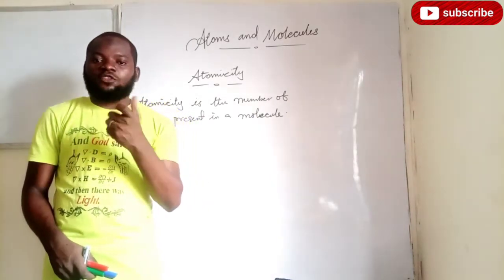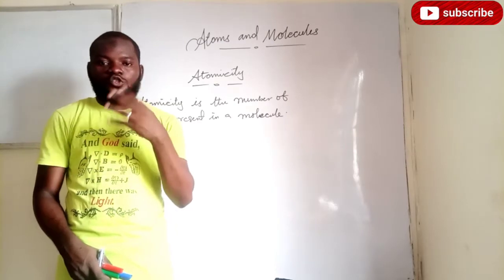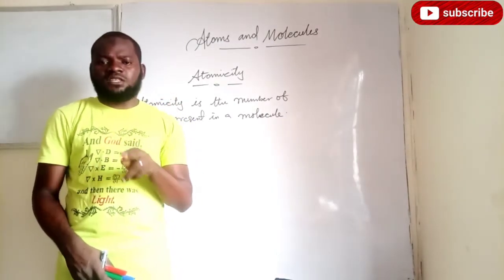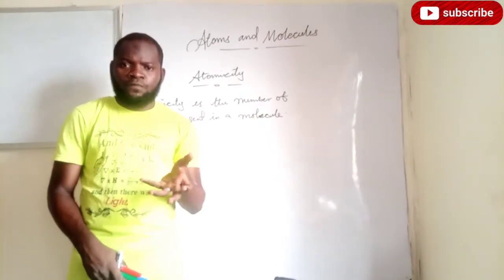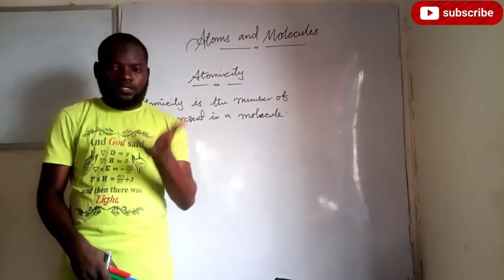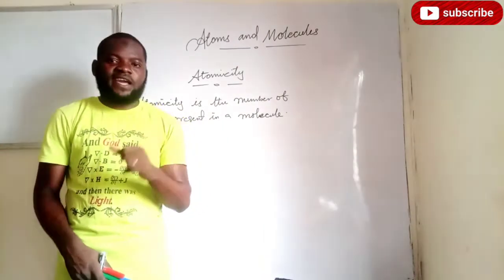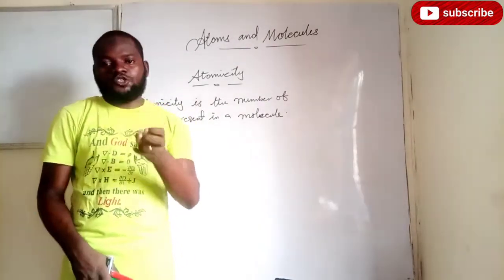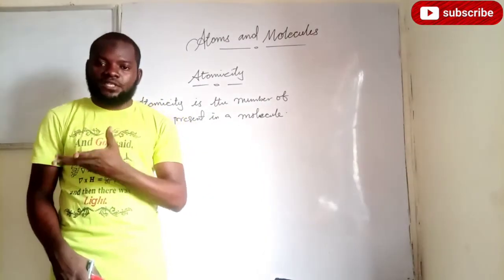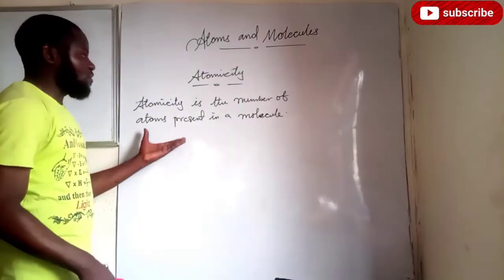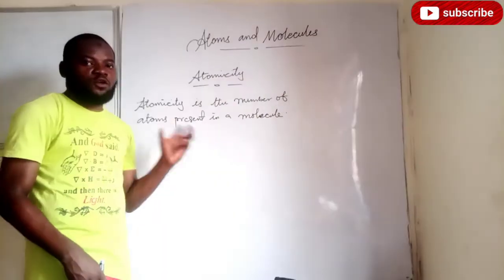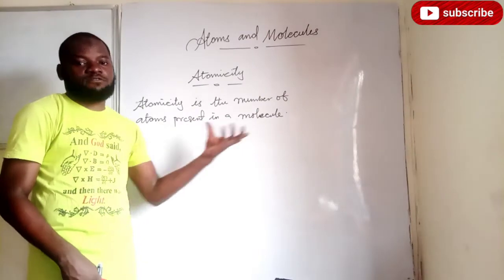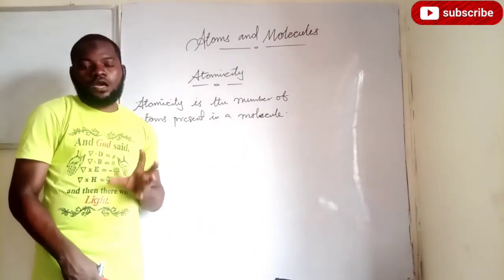So that shows that the atomicity of oxygen is also 2. Remember, the atomicity of oxygen can also be 3 when we are talking about ozone, because ozone is O3. But oxygen gas is O2. So the atomicity of oxygen gas is 2, while that of ozone is 3. So in a nutshell, we understand what we call atomicity. Atomicity is the number of atoms of a certain element that is present in its molecule. Are we together now?